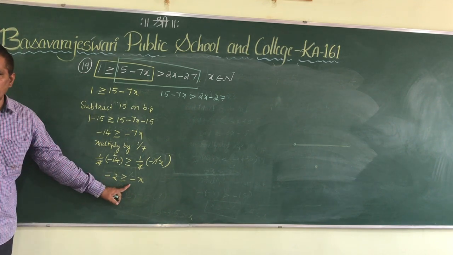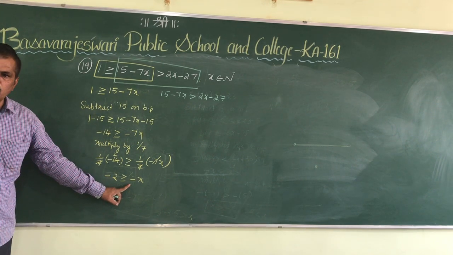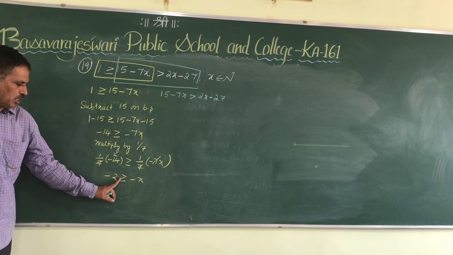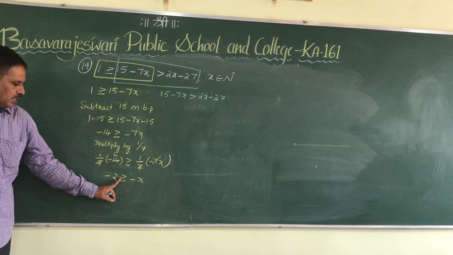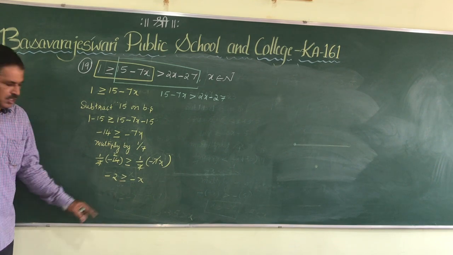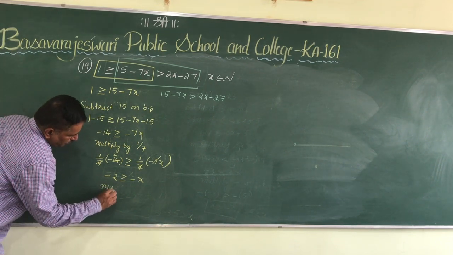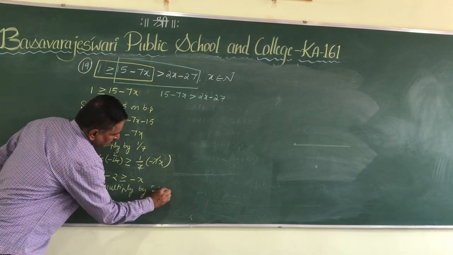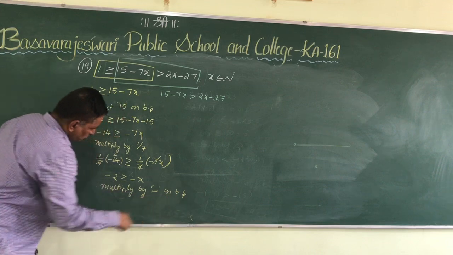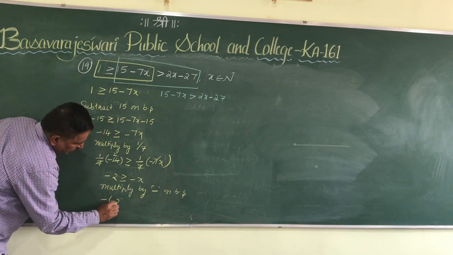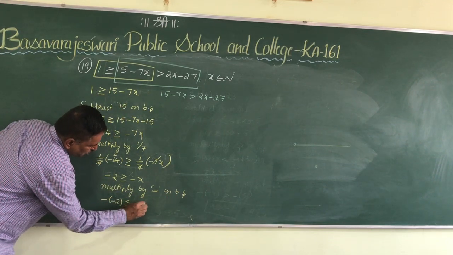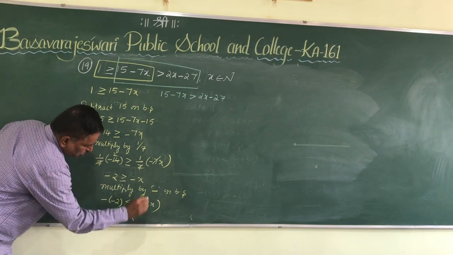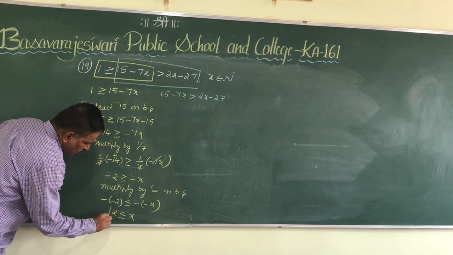Remember, x is negative, you have to make it positive. To make it positive, you have to multiply both sides by a negative sign. Thereby, greater than or equal will become less than or equal. So multiply by minus on both sides. Minus of minus 2 is less than or equal to minus of minus x. So 2 is less than or equal to x. This is the first part.